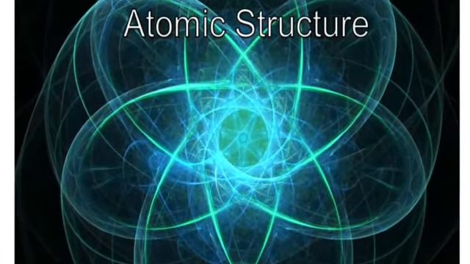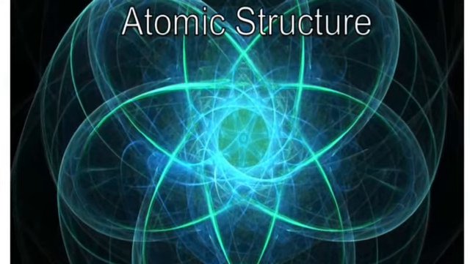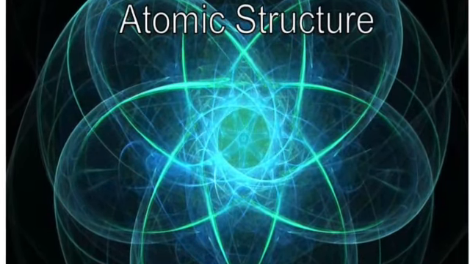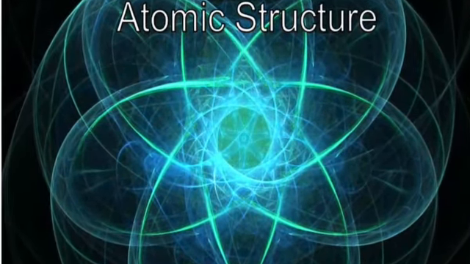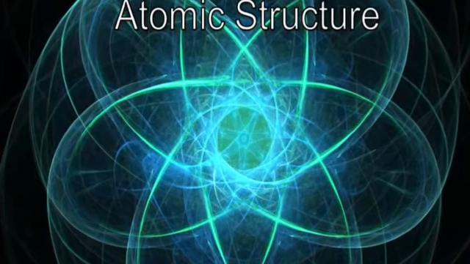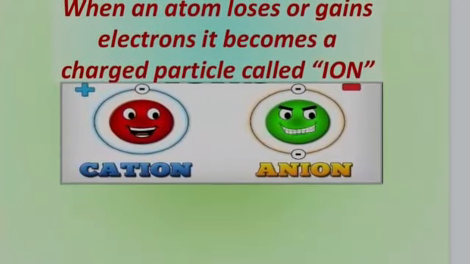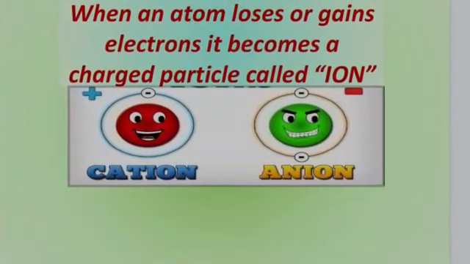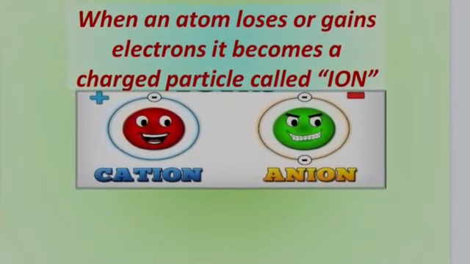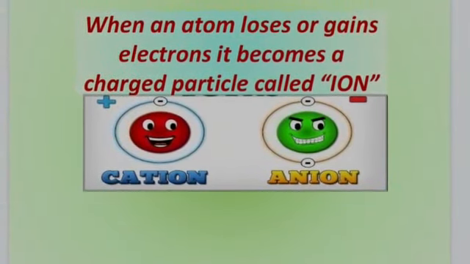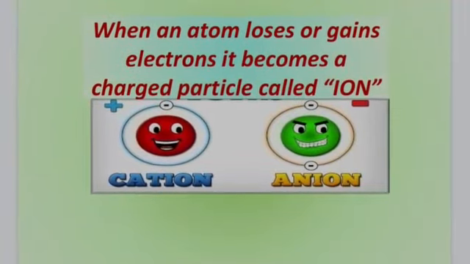Today is your fifth and last session of the chapter Atomic Structure. We start our class with the topic ions. When an atom loses or gains electrons, it becomes a charged particle, or ion.